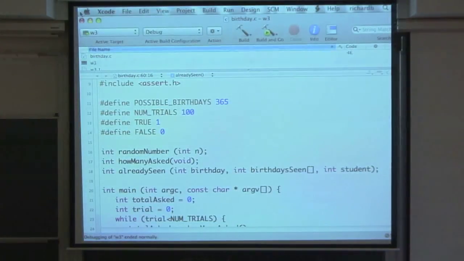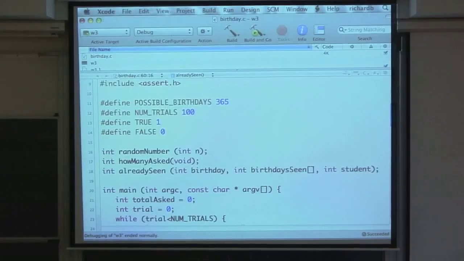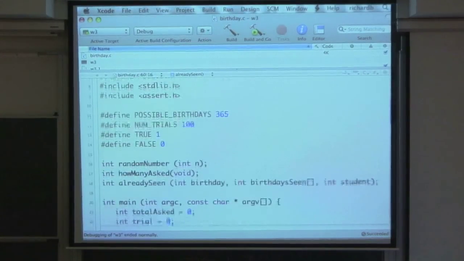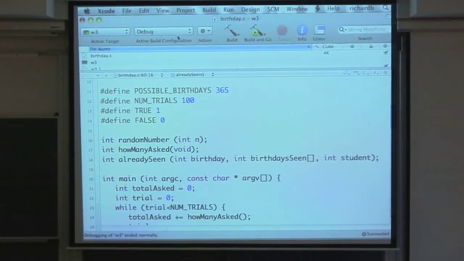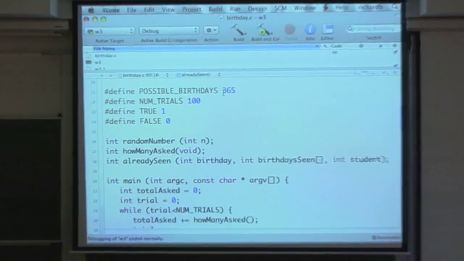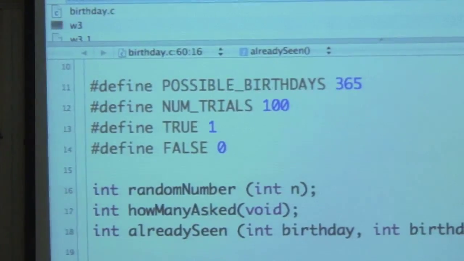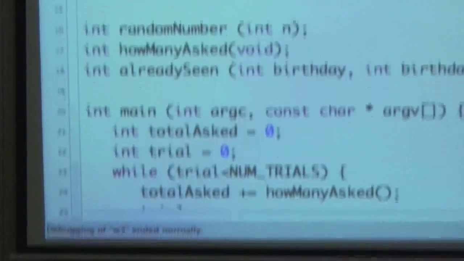Yeah, we're in. Okay, so here's my program. It's just called birthday.c. Can you see it? Some hash defines at the top. The number of possible birthdays. So suppose there's 365 birthdays. Let's do it 100 times. All right, let's go. Build it, go, run.